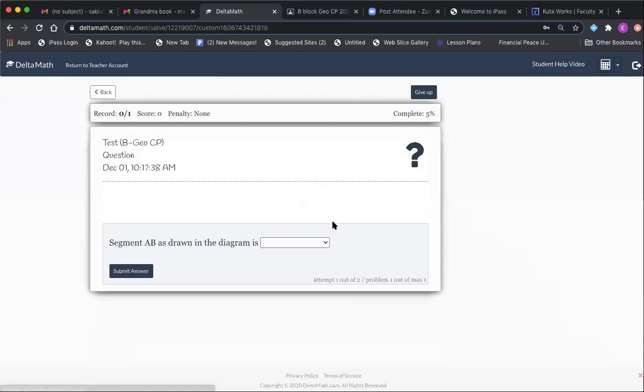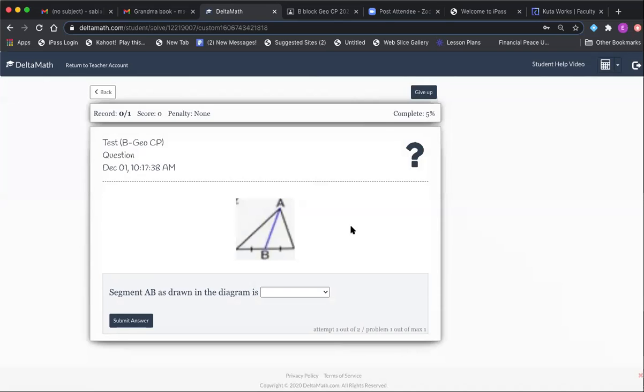Okay, let's try another one. So here, I have segment AB again, and it's always the same choices. So you can just walk through one by one. Median has to go from a vertex to a midpoint. Does this do that? You bet it does. Vertex to a midpoint. So this thing is just a median.